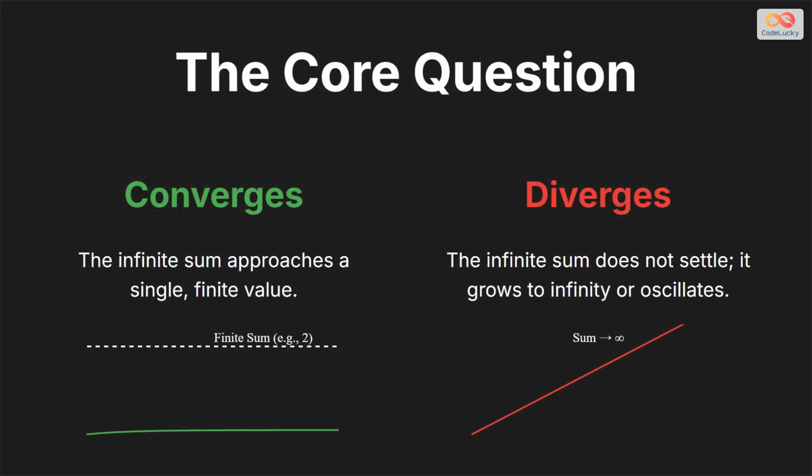This brings us to the two big ideas, convergence and divergence. A series converges if that infinite sum approaches a single, finite value. On the other hand, a series diverges if the sum doesn't settle down. This could mean it grows towards infinity, or perhaps it just oscillates without ever landing on one number.